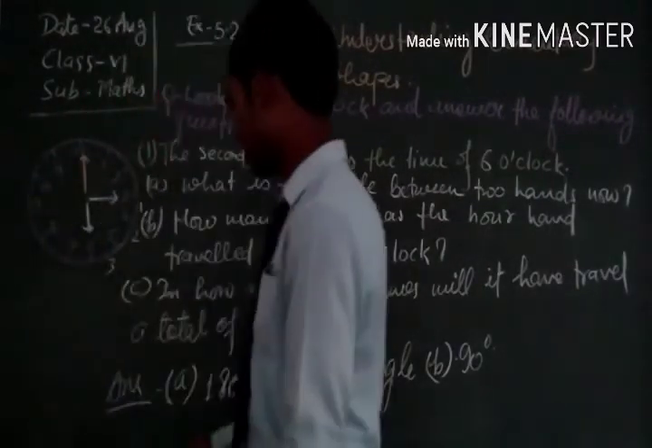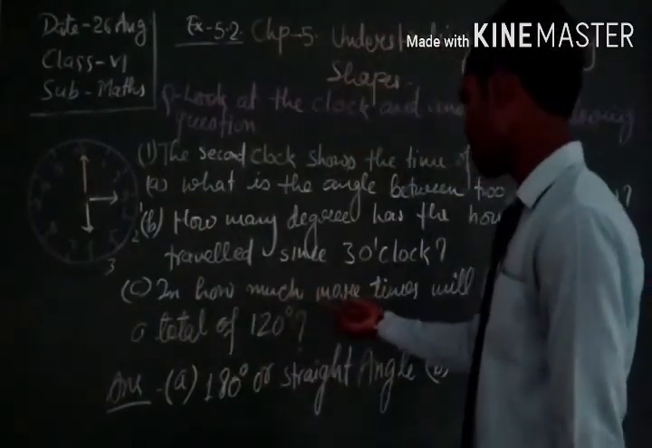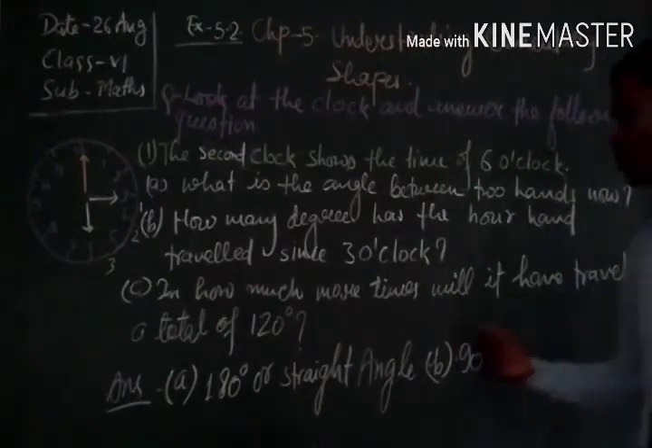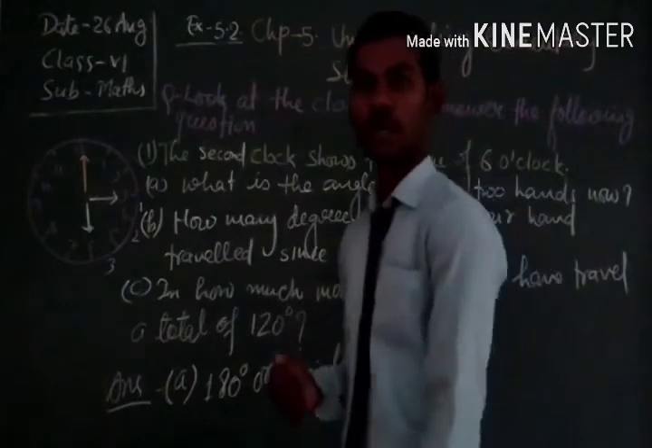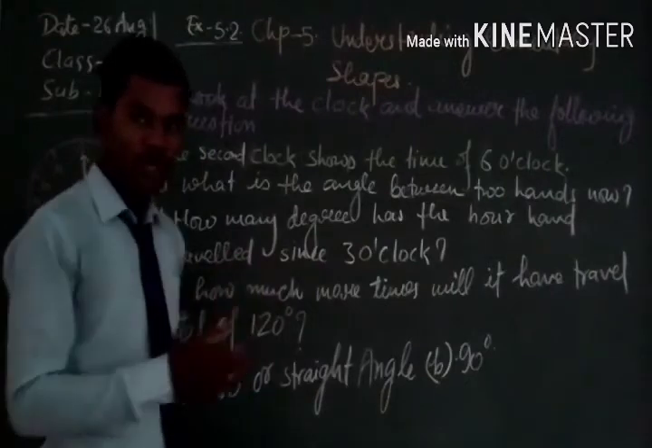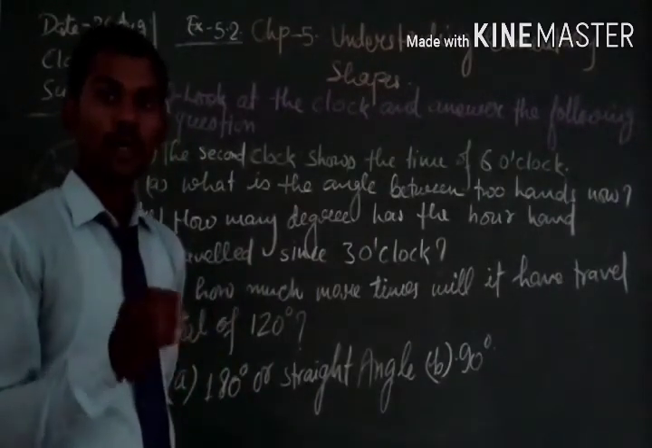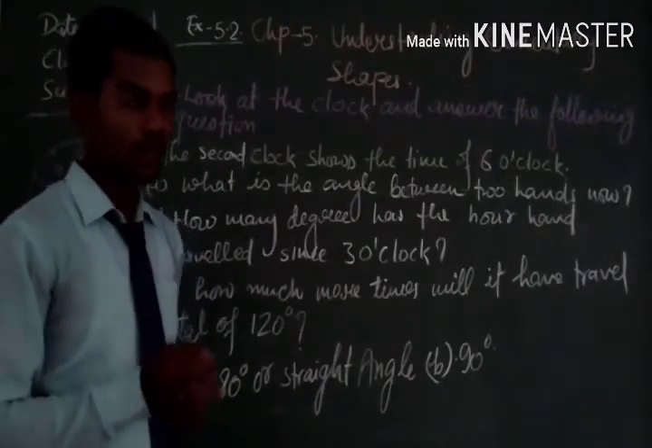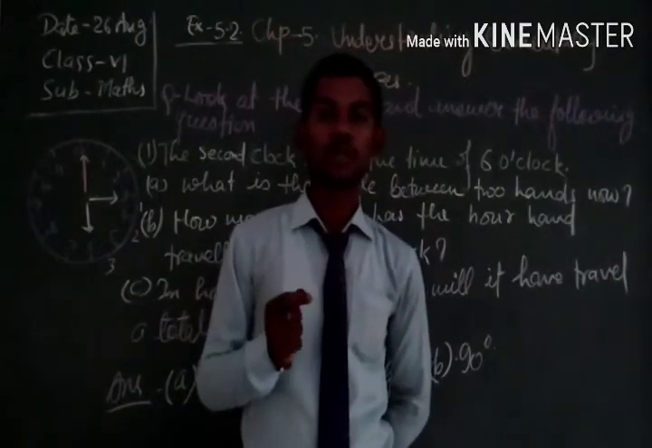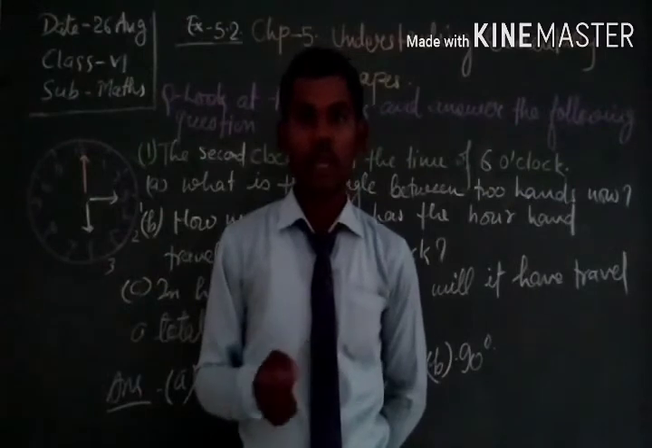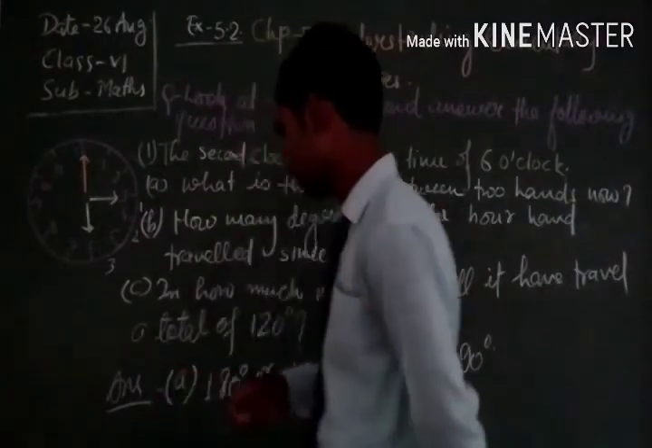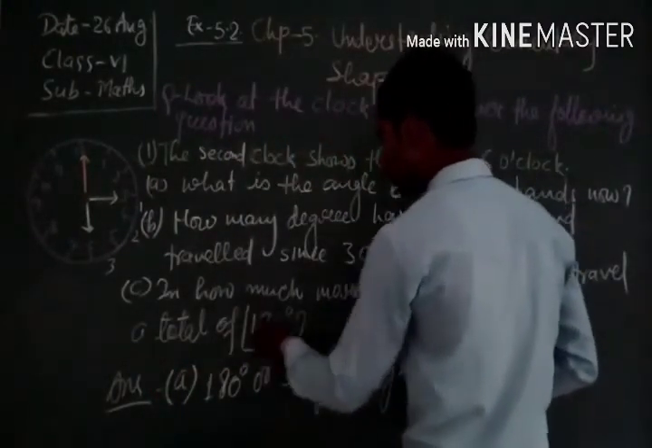Now let us see the third. What does the third part say? In how much more time will it have traveled in total 120 degrees? That means the question is, what is the time required to form 120 degrees total? So, what was our first position in the clock? In the first position, there was 3 o'clock, and now the time is 6 o'clock. And here the question is to form 120 degrees total.